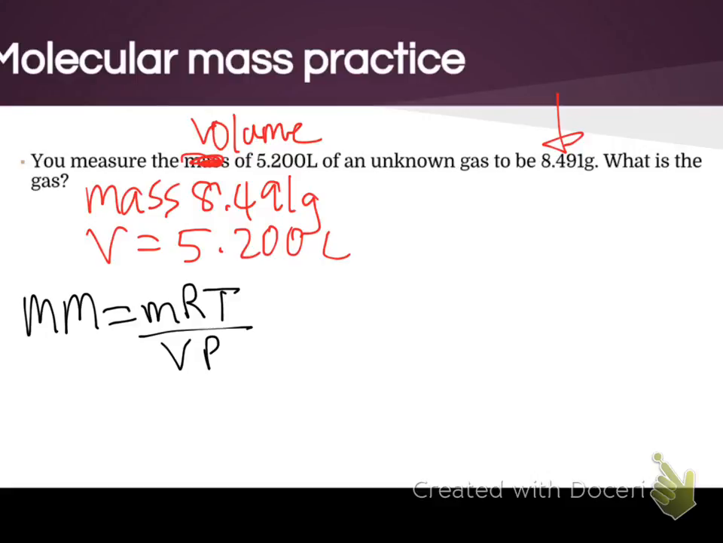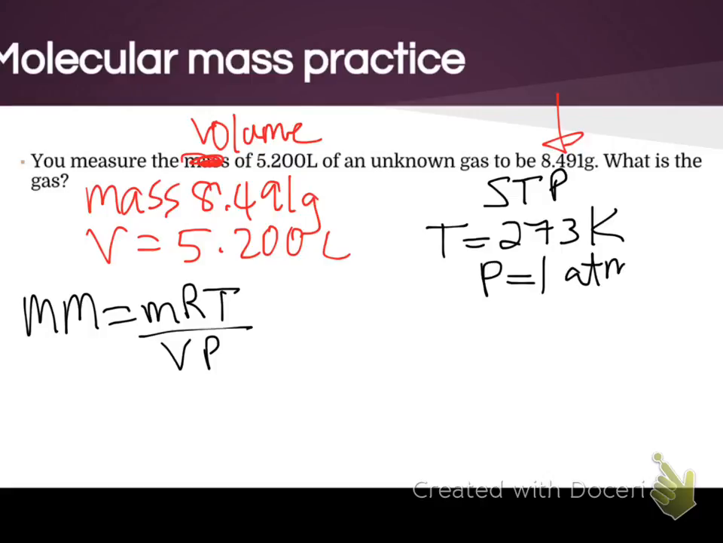Okay, so I have volume, I have mass. It doesn't tell us the pressure and temperature directly, so we're going to assume that it's standard temperature and pressure. That's what standard means. So if the problem doesn't directly give us the info, we're going to presume STP. So the temperature then would be 273 Kelvin, and the pressure is 1 atmosphere. And of course, we still know that R is just that constant.